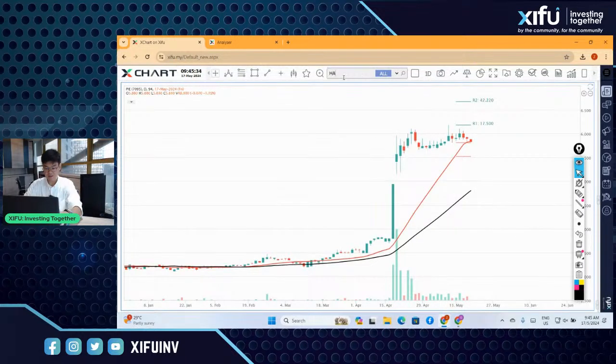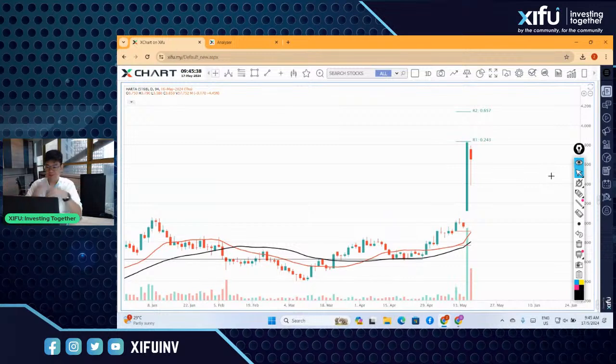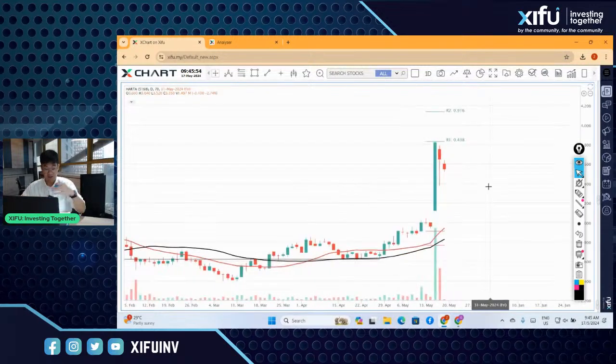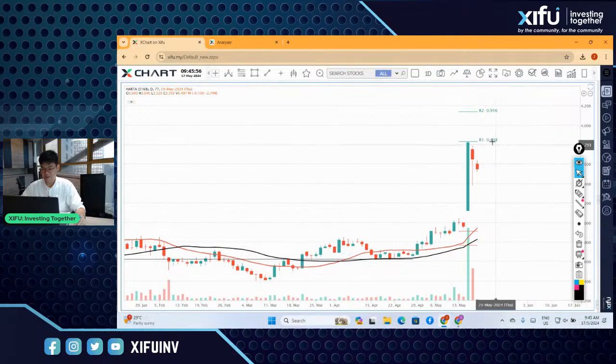Okay, now let's look into Hata. Or if not, you can go for something that is more of a lower risk one. Okay, I think just now this morning someone asked in the Telegram about ES Cherub. Yeah, we will look into some of the other smaller growth counters later on.